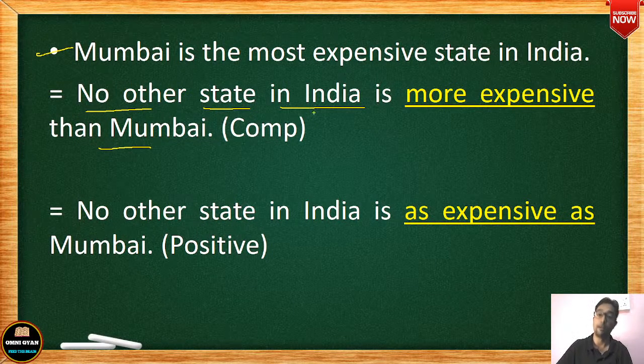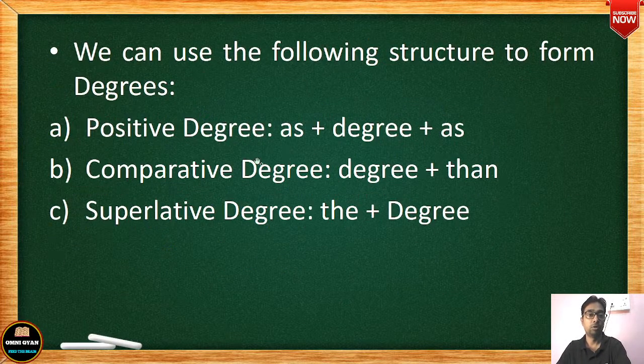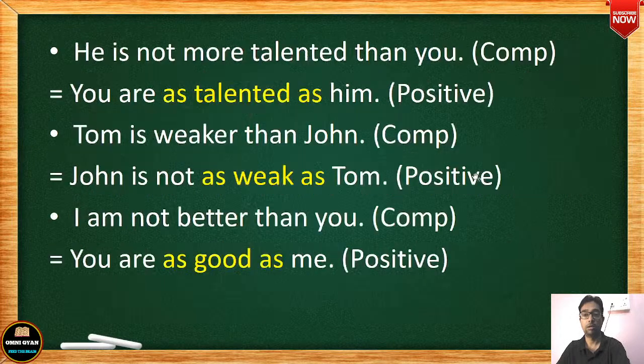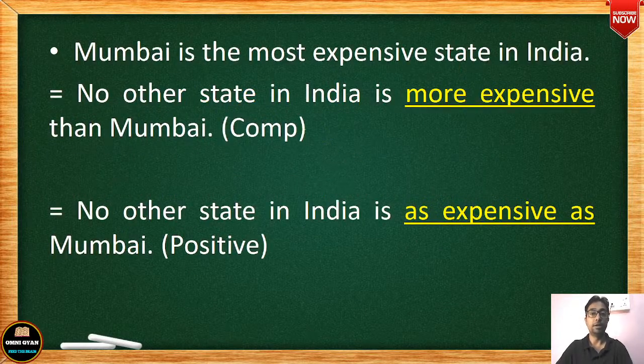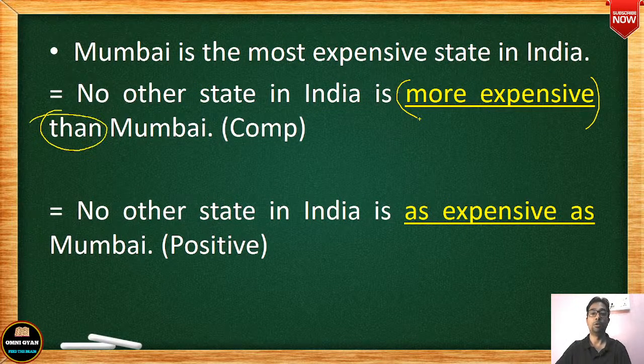No other state in India, and because it is in comparative degree, you are writing more expensive. What is the comparative degree for most expensive? It is more expensive. So no other state in India is more expensive. Comparative degree: more expensive plus than. No other state in India is more expensive than Mumbai, that becomes your comparative.